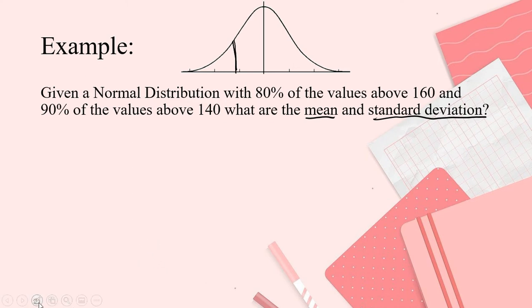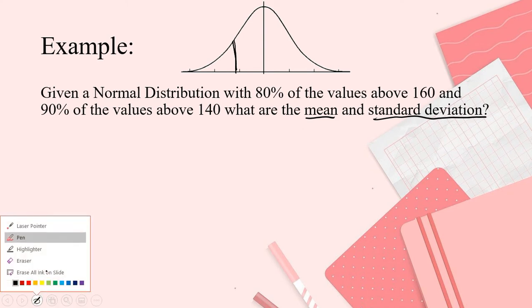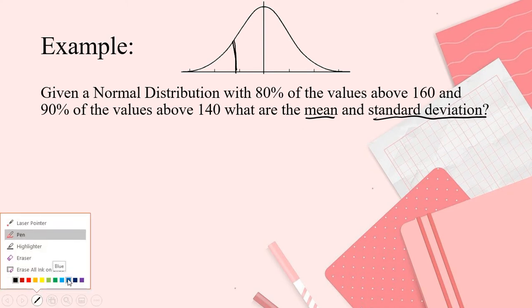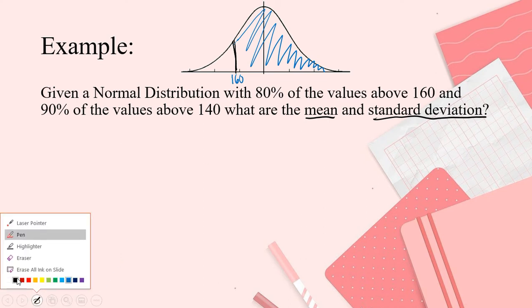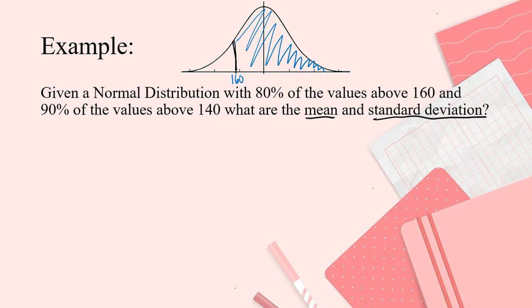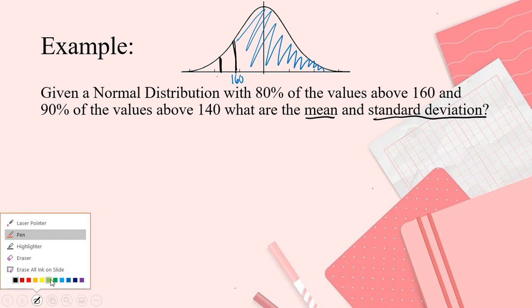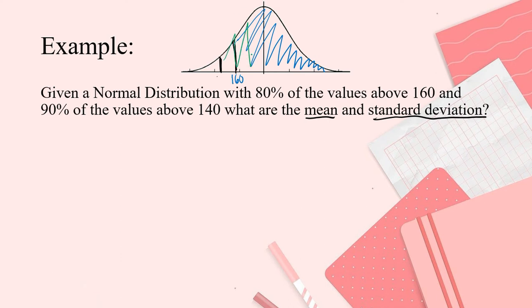Palitan ko po ng kulay para mas makita po ninyo yung difference nila. So, gamitin natin si 80% na blue. So, ito po yung 80% above 160. Okay, above po. Kaya ganyan yung graph natin. And then, next naman, ang pangalawa, ang sabi naman po is 90% above 140. Saan naman yun ngayon? Dito naman po ngayon. Ito naman po ngayon, palitan natin ng green, ang 90% above ng ating data.